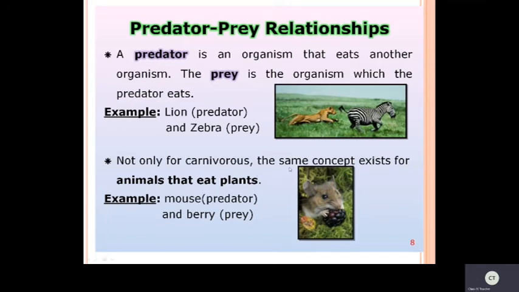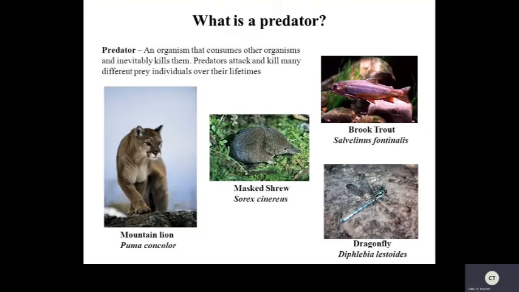Not only for carnivores, the same concept exists for animals that eat plants. Now see here, mouse is there and it is a berry. The mouse is going to eat this berry. So the mouse will become predator and this berry will become prey. Did you understand this concept, children? Very simple concept. The food we will call prey, and which is going to eat this food is called predator.